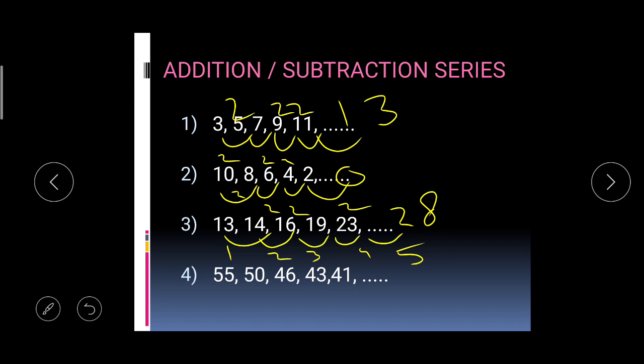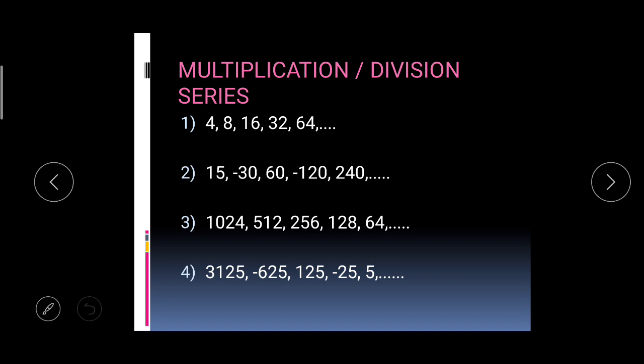Okay, let's see the next series. Difference is 5, difference is 4, difference is 3, difference is 2. What should be the next difference? Again there is a pattern in the difference: 5, 4, 3, 2. So the next difference will be how much? 1. So the answer will be 40, right? Okay, let's go to the next slide. Multiplication and division series.